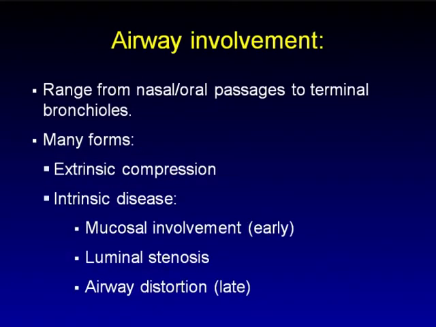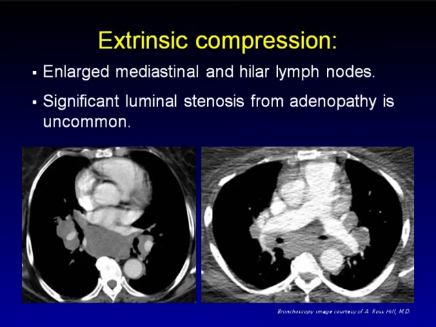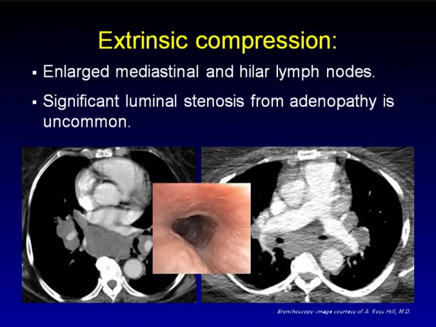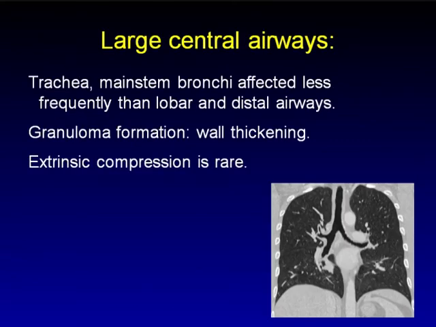It goes from top to bottom, so to speak, oftentimes producing mild extrinsic compression from enlarged lymph nodes, but it can also be intrinsic airway disease, mucosal inflammation, and areas of stenosis intrinsic to the airway itself, rather than extrinsic compression by enlarged nodes. Any sort of extrinsic compression is usually not very clinically significant. Large central airways are not involved commonly.